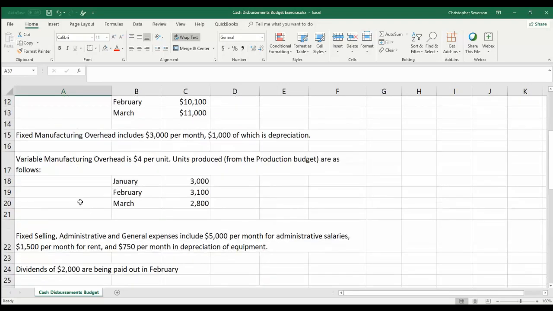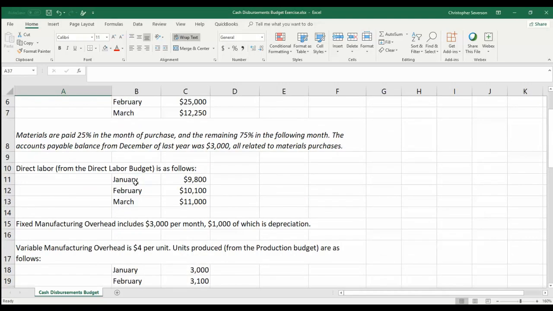One thing to remember, with the cash receipts budget, sometimes we had a bad debt amount. We said we probably won't collect the remaining 5% of these sales ever. We can't do that with a purchase budget. We can't, as a company, decide, hey, we're not going to pay our full amount due. That just won't fly.